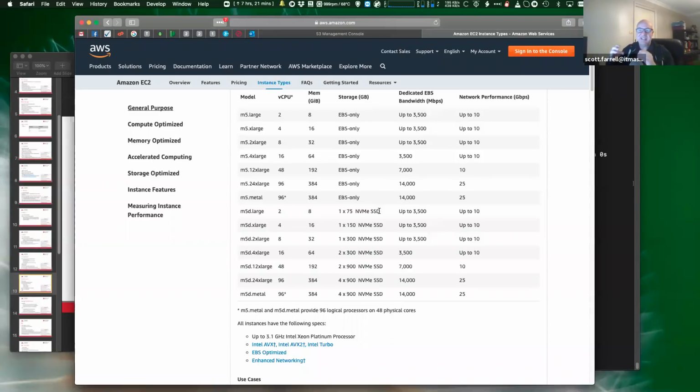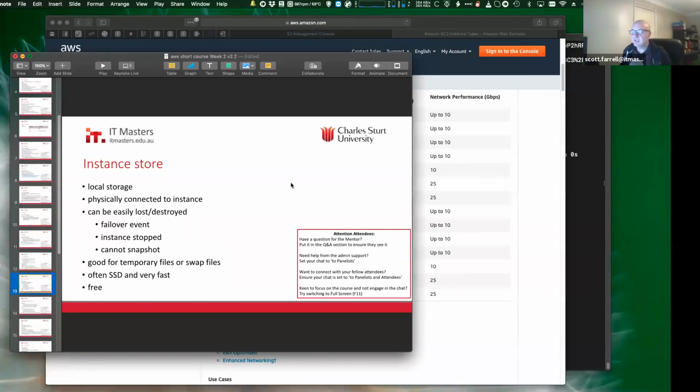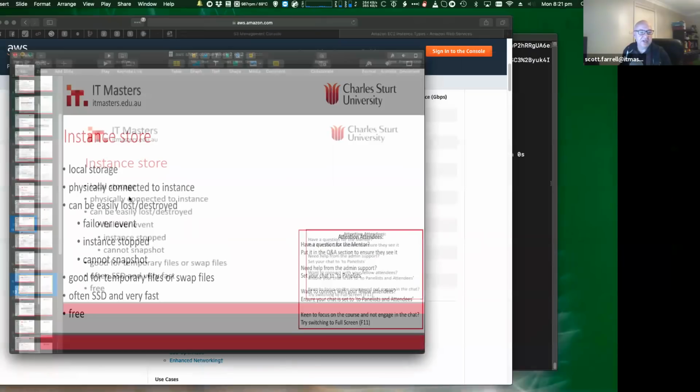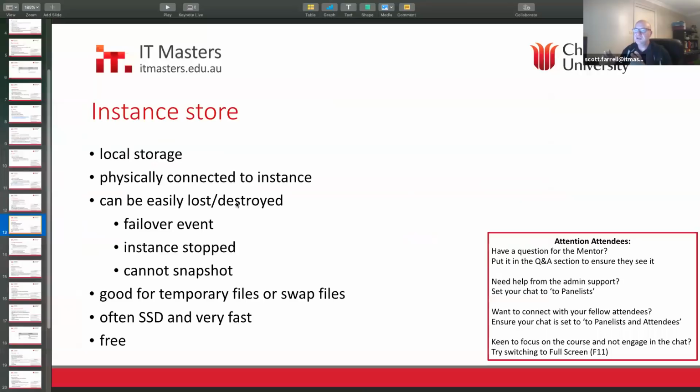It's physically attached into that machine, and you can do whatever you like with it. I don't think there's even credits on it. You can just hammer it and do whatever you like. So some of the bigger ones have got 4 times 900 gig NVMe SSDs. So that's pretty sweet. So they're physically connected to the EC2 instance. It can easily be lost and destroyed. So any data you put on there, you've got to assume it's going to get lost.